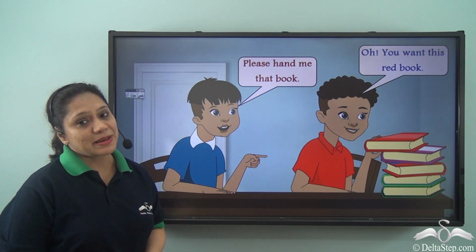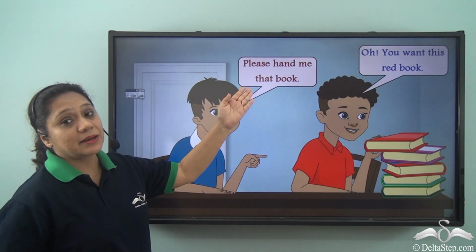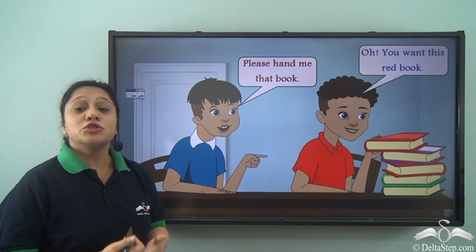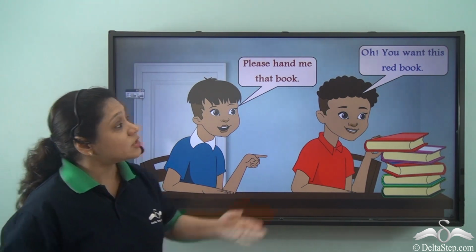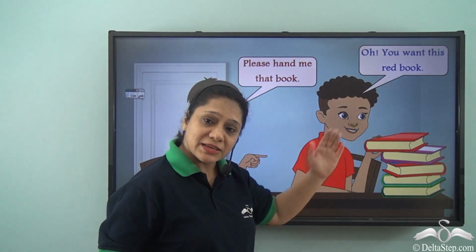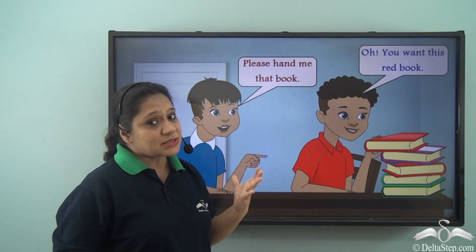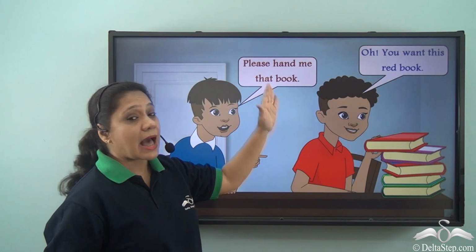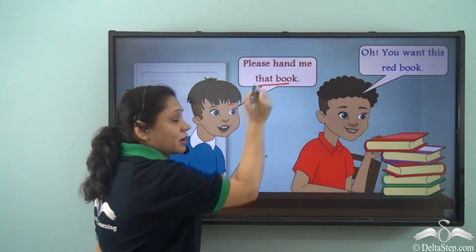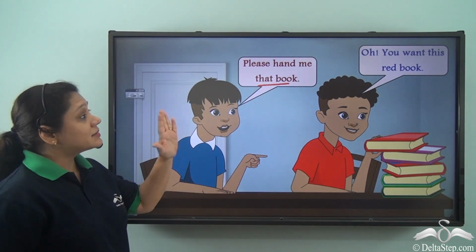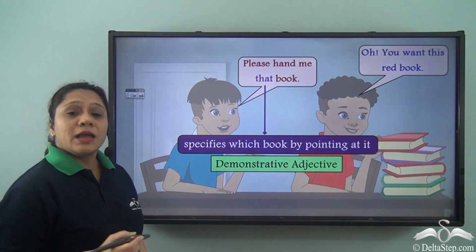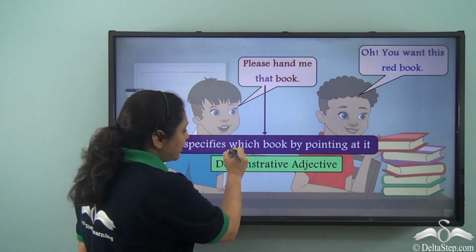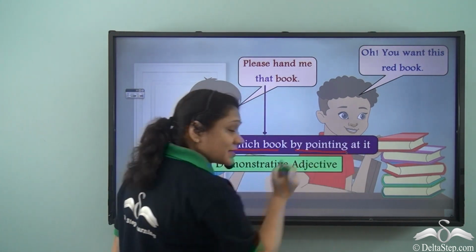Then his friend specifies, "Please hand me that book." So it is much clearer to him now. So he realizes, "Oh, you want this red book." Now let us look at the sentence, "Please hand me that book." When this friend says, "Please hand me that book," he specifies which book by pointing at it.